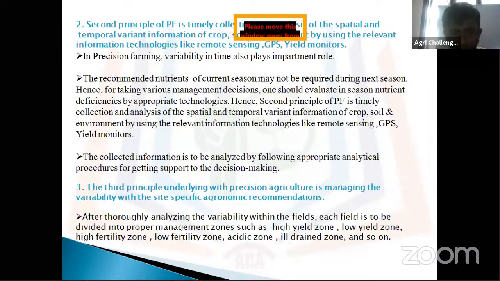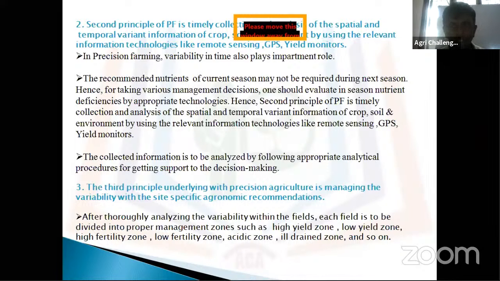After truly analyzing the variability within the fields, each field is to be divided into proper management zones. You have to divide the entire field based on the variability into what zones? Proper management zones, such as high yield zone, low yield zone, high fertile zone, low fertile zone, medium fertile zone, acidic zone, basic zone, sodic zone, ill drained zone, and so on. Like that, first you have to divide the field.